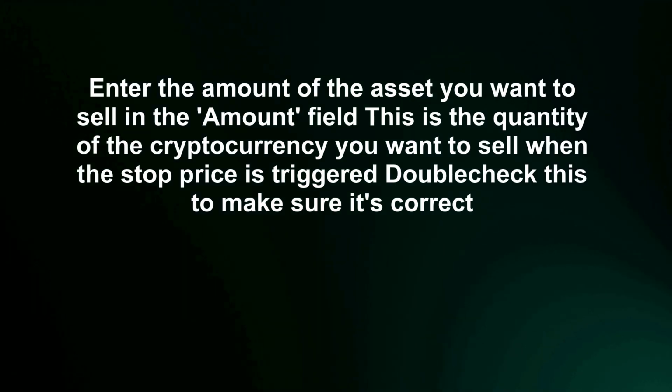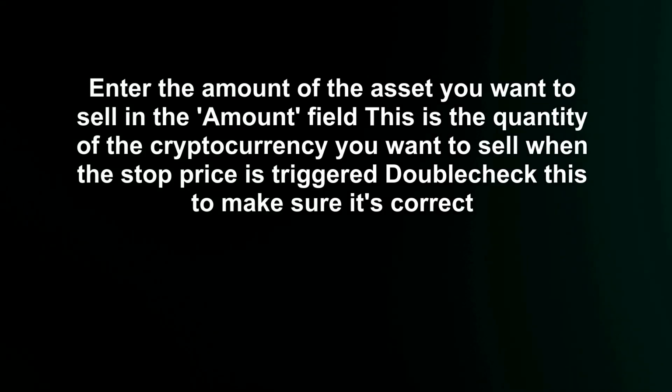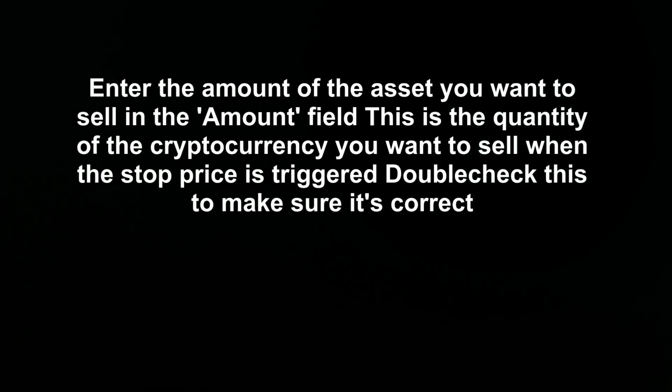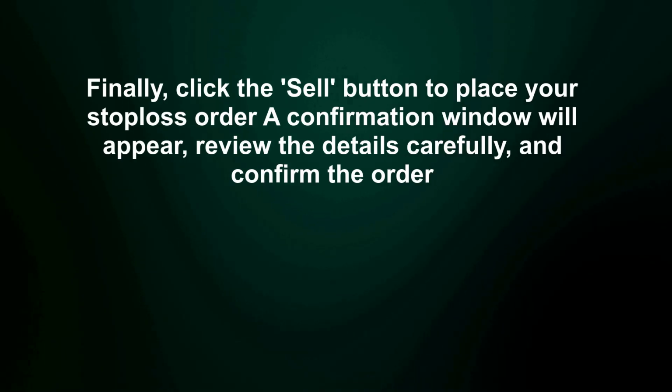Enter the amount of the asset you want to sell in the amount field. This is the quantity of the cryptocurrency you want to sell when the stop price is triggered. Double check this to make sure it's correct. Finally, click the sell button to place your stop loss order.